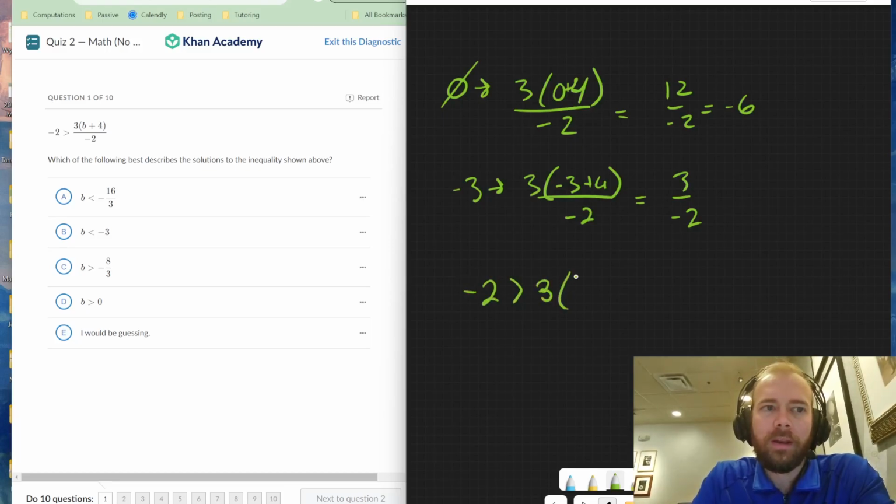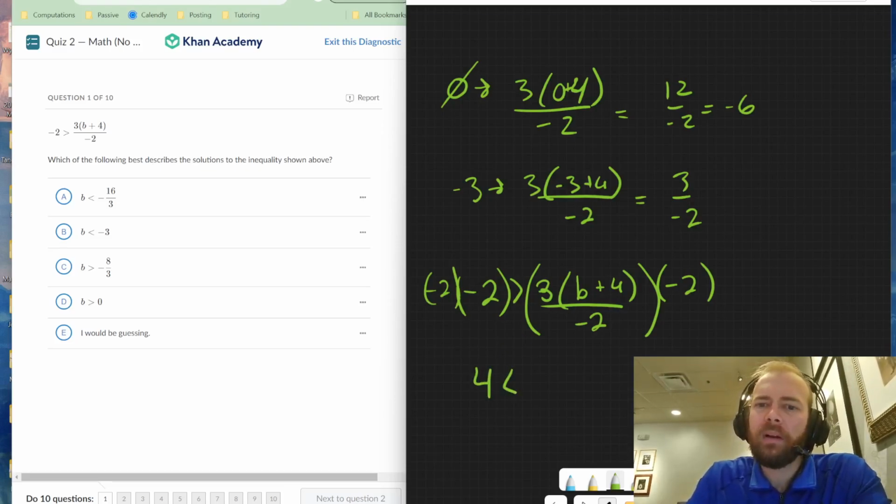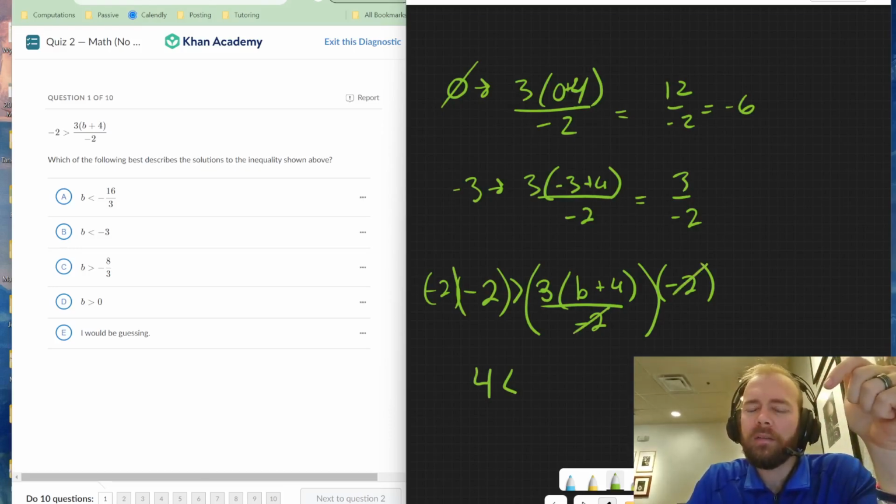So 3(b plus 4) over negative 2 is less than negative 2. If I multiply both sides by negative 2, that's going to make 4 on the right side, and it's going to flip the sign. Don't forget to flip that sign. You can always check it later on a number line as well, so it's not a huge deal if you forget to flip the inequality sign as long as you double check your answer.